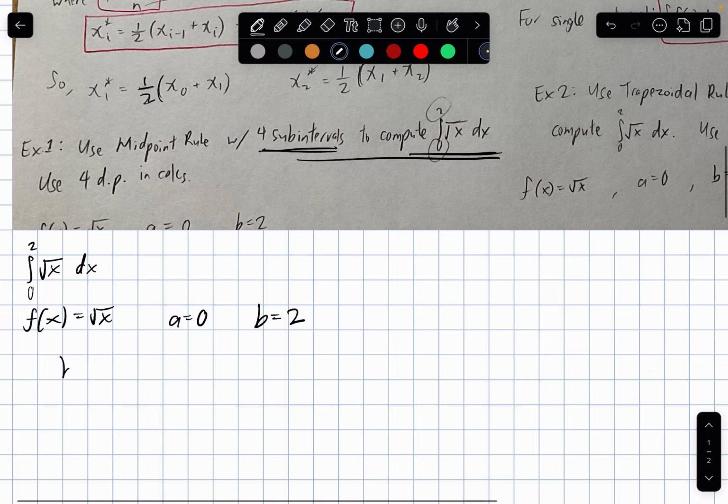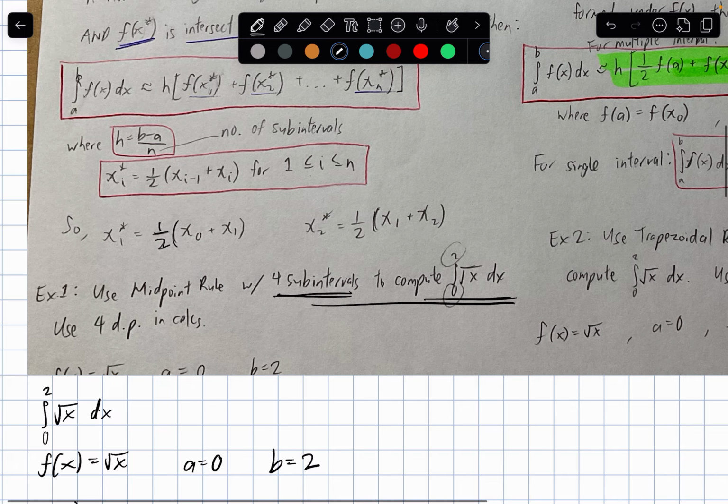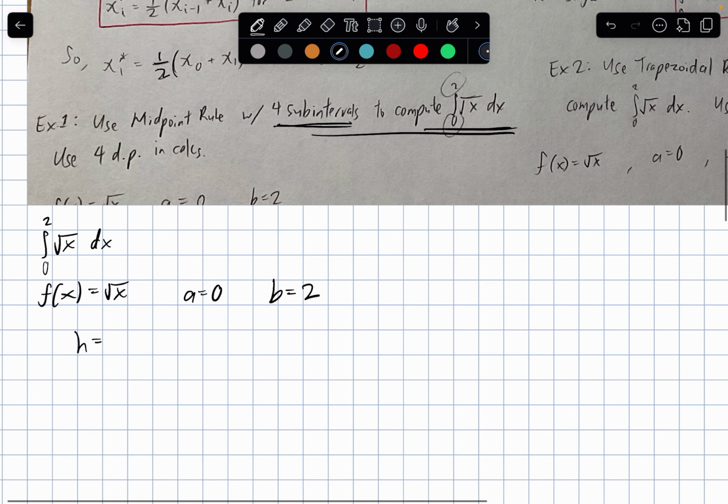From this information, we can say that our height, recall the formula for the height, is b minus a over n. b is 2, a is 0, so 2 over n, being the number of subintervals. In this case, we have 4. So that's 1/2, 0.5. Moving on.